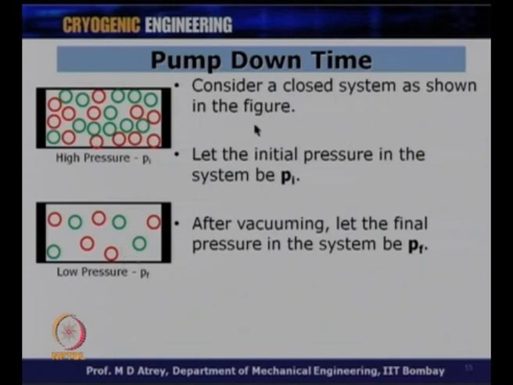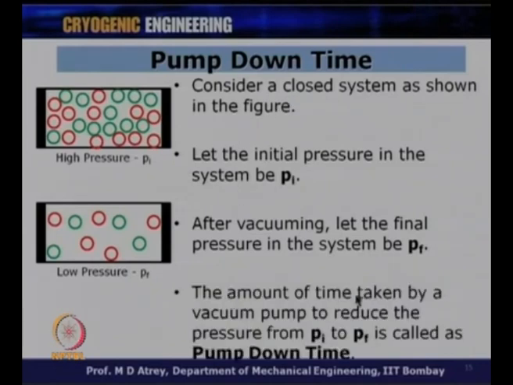So, when I connect my vacuum pump to this unit, ultimately I reach the value of Pf, and this will require a lot of time. Basically, it will start sucking the molecules, and how much time it takes to reach Pf will depend on the conductance I have used, the vacuum pump I have used, and all those parameters will come into the picture. So, the amount of time taken by a vacuum pump to reduce the pressure from Pi to Pf is called the pump down time. It will depend on the vacuum pump, and on the conductance I have used to connect this vacuum pump to the system to be vacuumed.